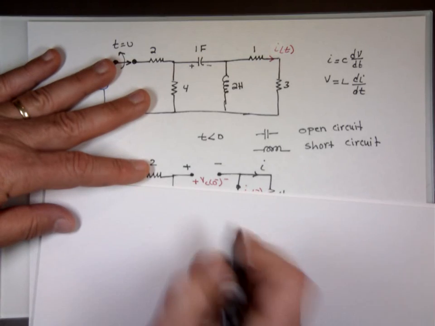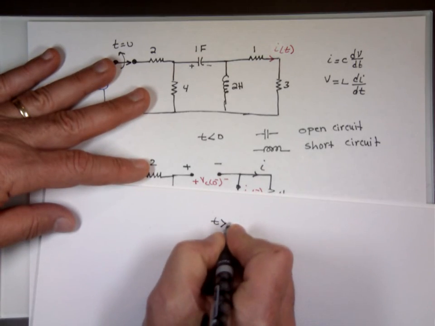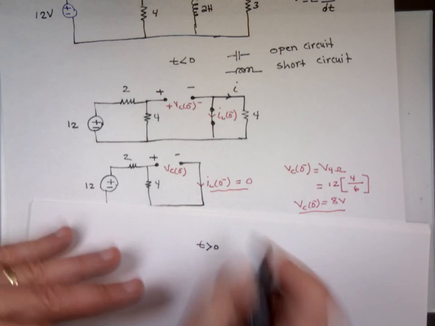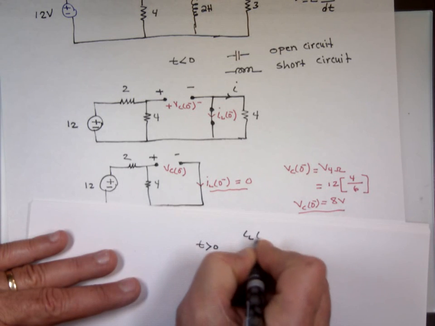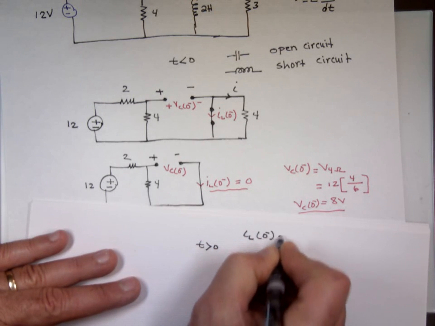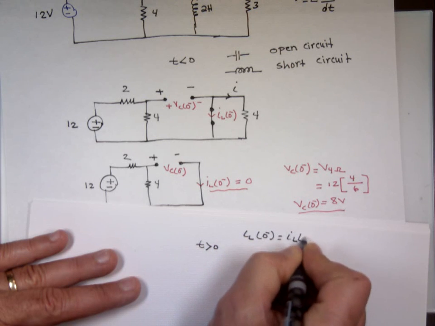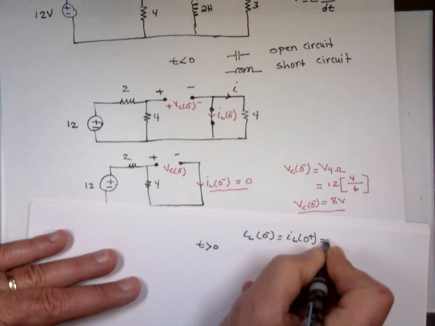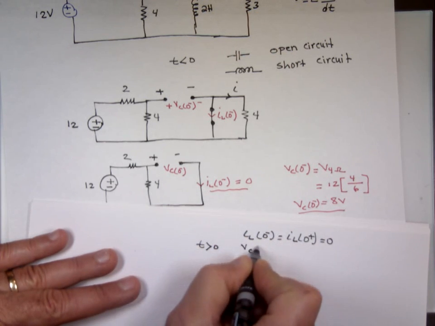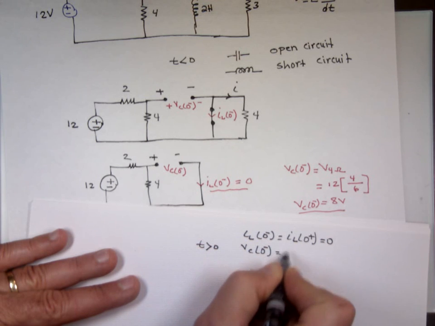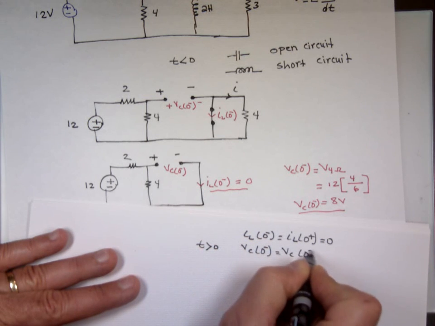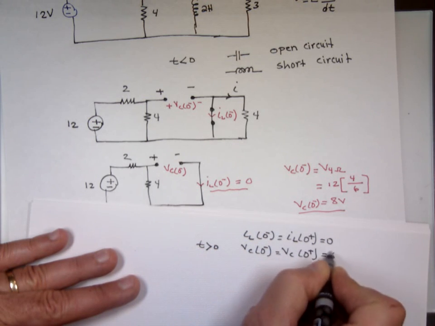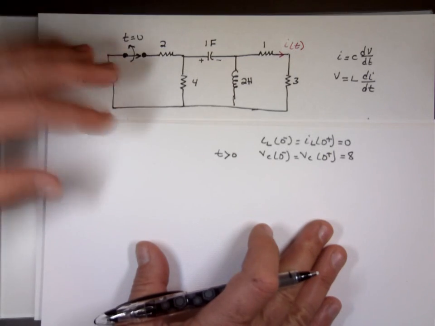For t greater than 0, remember again, the current through the inductor at 0 minus is equal to 0 plus, which is 0. The voltage across the capacitor at 0 minus is the same as the voltage across the capacitor at 0 plus, which is 8 volts. So for t greater than 0, this is what my circuit looks like.